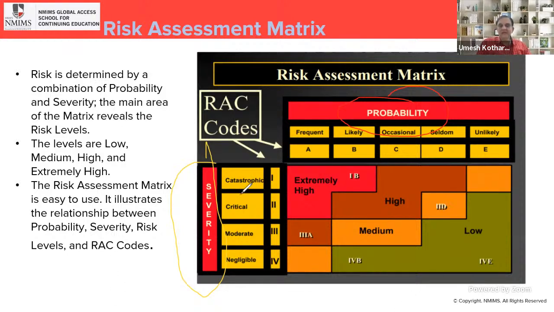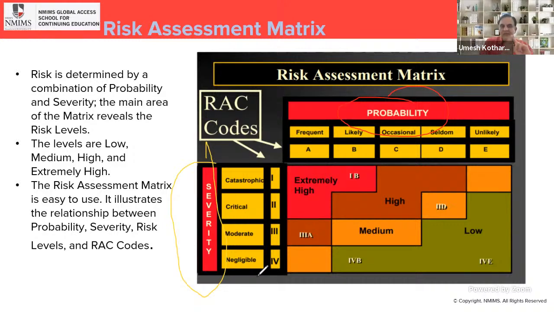For severity, you can decide on the severity point by saying whether it is catastrophic, critical, moderate, or no impact at all. Either you can have it like that, or you can call it very severe, severe, not severe, or moderately severe and not severe at all. You can have it that way as well.